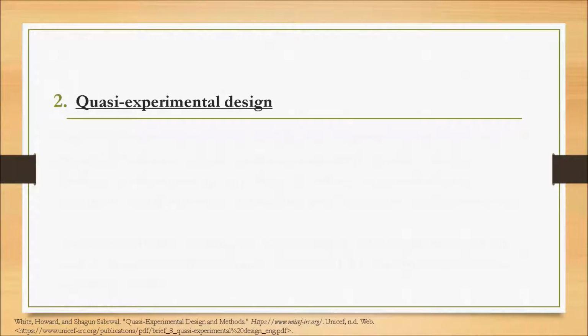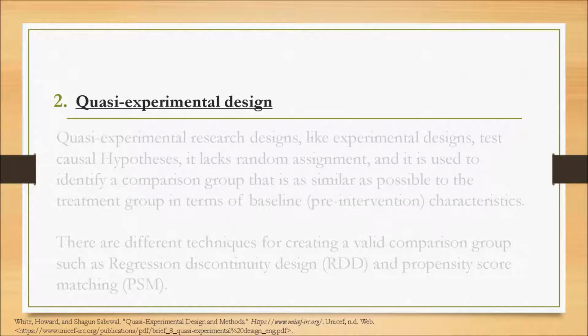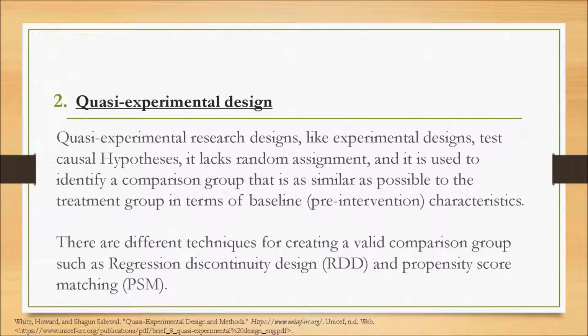Quasi-experimental. This research design tests causal hypothesis, it lacks random assignment, and it is used to identify a comparison group that is as similar as possible to the treatment group in terms of baseline characteristics. There are different techniques for creating a valid comparison group such as regression discontinuity design and propensity score matching.